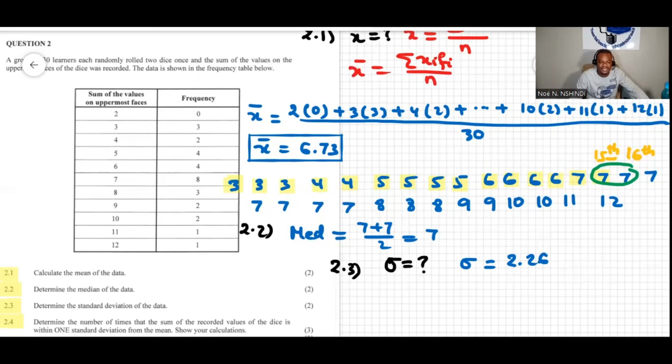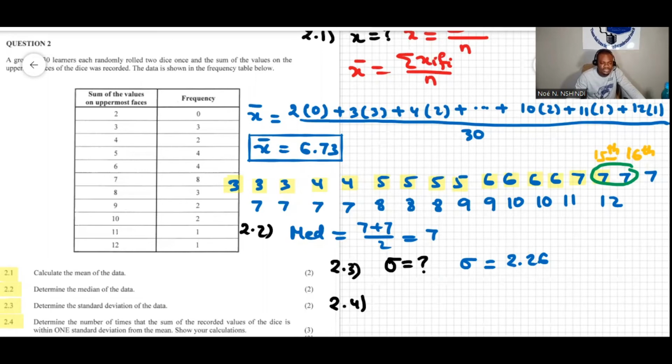Now, question 2.4 says determine the number of times that the sum of the recorded values of the dice is within one standard deviation from the mean. Show your calculations. We're going to do question 2.4 now.